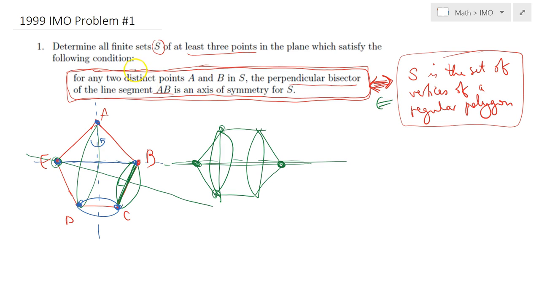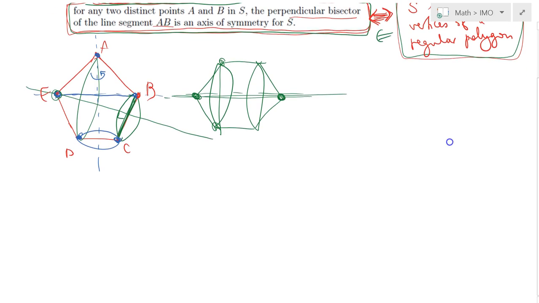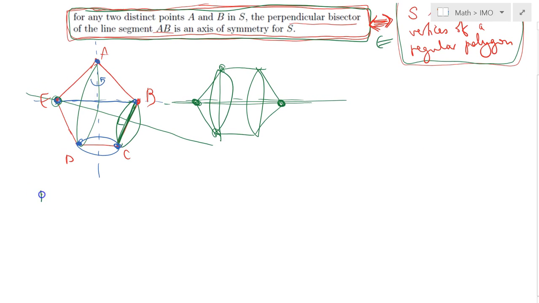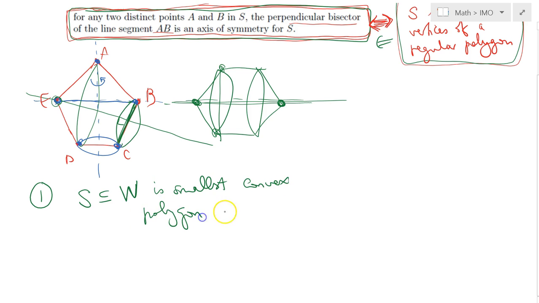So finally we need to establish that if this condition holds, it must be the case that S is the set of vertices of a regular polygon. So I will do it in 3 steps. In the first step, let me first consider the convex hull W, which contains our set S as a subset. So W is a convex hull, meaning it is the smallest convex polygon containing the points of S.